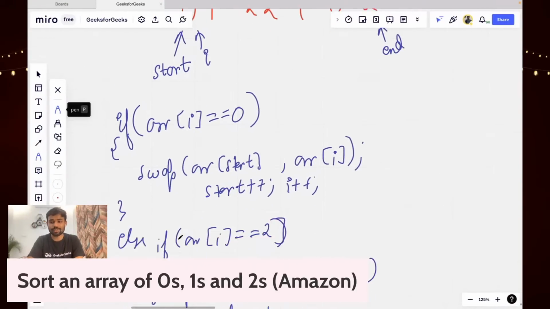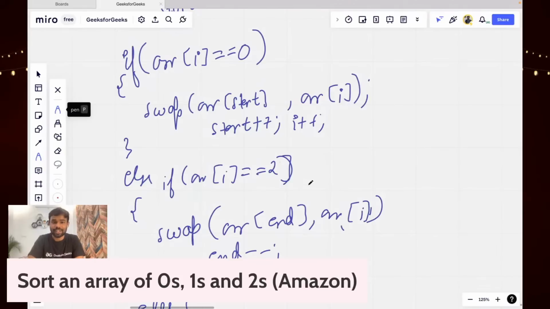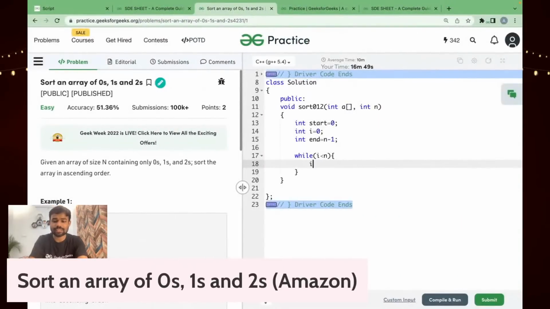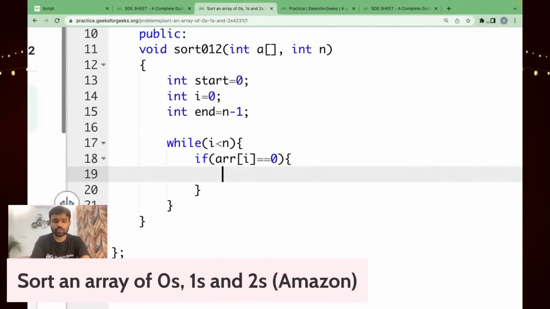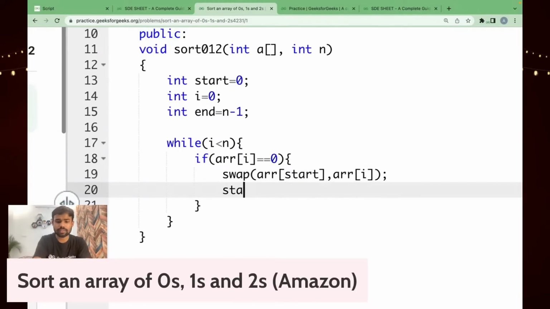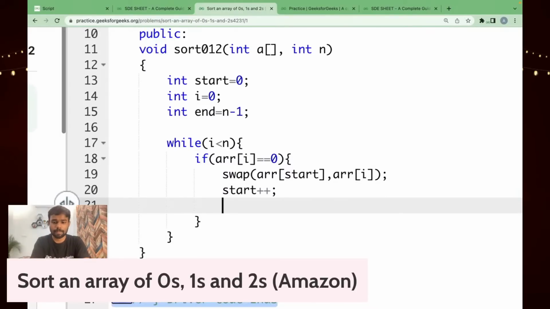Let's copy it. Obviously I cannot copy, otherwise I would have copied it. So I will have to write else if ARR of I. Okay, I hope it is visible to everyone now. If it is equal to 0, we'll swap ARR of start with ARR of I, and then we'll do start plus plus. Exactly, that is the case, Sneha.